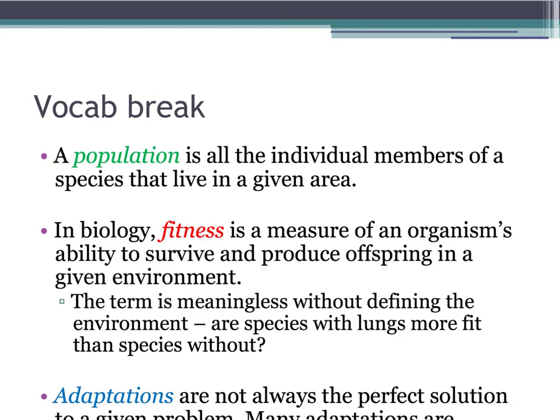So, fitness. Fitness is an organism's ability to survive. Now, this is very important, and I always say the same joke. Fitness, it is not who looks best in their bathing suit. It is who can survive. So fitness, we are not talking about who looks good. We're talking about who can survive.